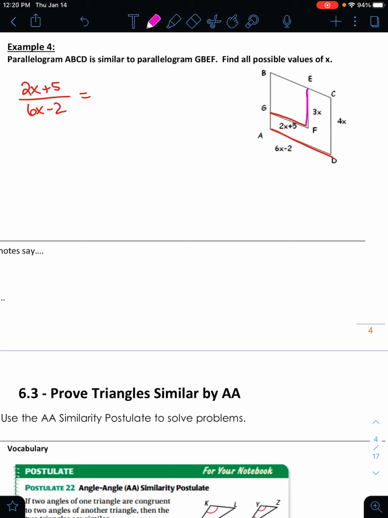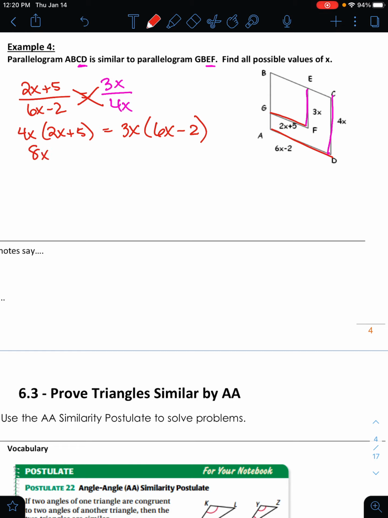And that's equal to, probably, the other two, but let's just check. EF, last two letters, goes with CD, last two letters. Okay, so 3x over 4x. Now when I go to solve this, I'm going to cross multiply. So I'm going to have 4x times 2x plus 5 equals 3x times 6x minus 2. I did that because I need to multiply the 4x not only by the 2x, but also by the 5.